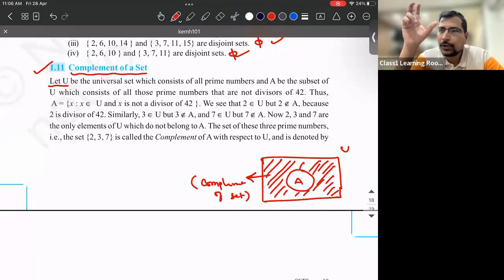So you have a universal set. From the universal set, if you remove all the elements that are there in the given set, then that will give you the complement of the set.